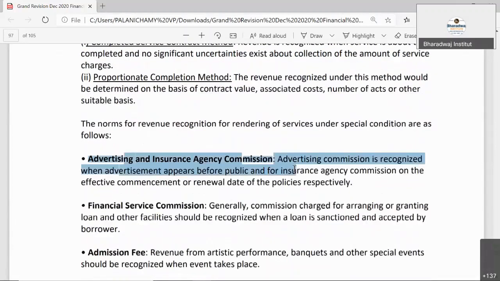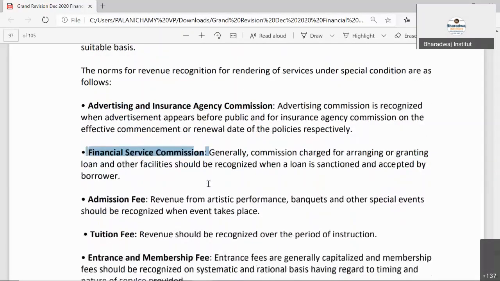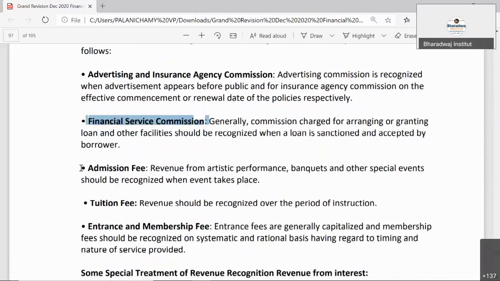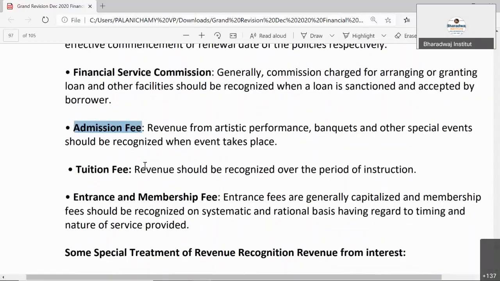If it is advertising or insurance agency commission, it is based on the proportionate completion. Financial service commission is also based on proportionate completion of service. Admission fees collected for sports, games, etc. can be recognized only after the happening of that event because it is event-based work.